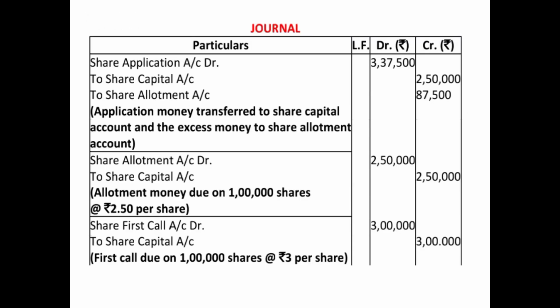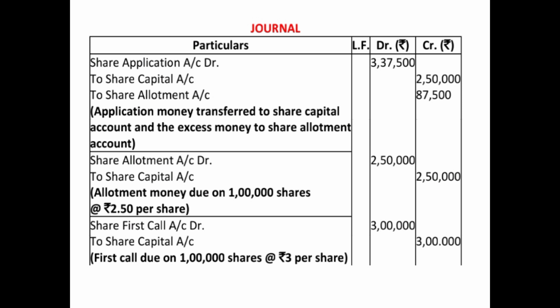Then we will pass the transfer entry. As you can see, the transfer entry: share application account debited 3,37,500 to share capital account with the face value of the issued shares, that is 2.5 into 1 lakh, that is 2,50,000. Then the excess money of 87,500, which is to be adjusted on allotment, to share allotment account 87,500. Then we will pass the due entry for allotment: share allotment account debited 2.5 on 1 lakh shares, that is 2,50,000, to share capital account 2,50,000.